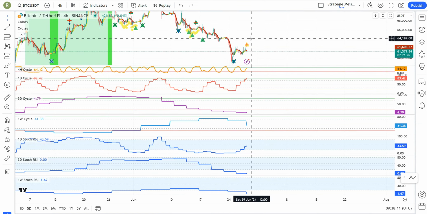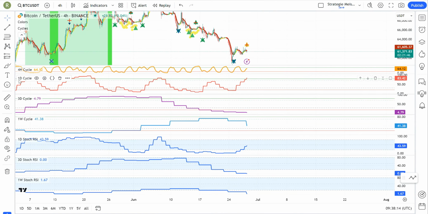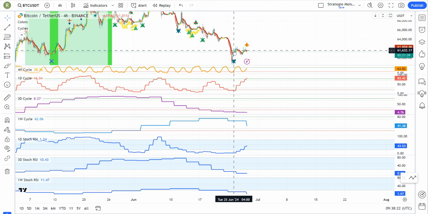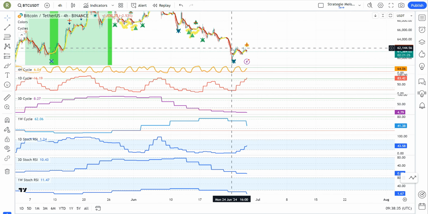Now, if we take a look at the cycle indicators, let's say the daily indicator and the daily Stoch RSI, the best thing is when those 2 indicators come into harmony. If we take a look at the 25th of June 2024, we can see that the daily Stoch RSI is showing 1.24. That's the value on the left side. And the 1-day cycle is showing us 16, which is actually perfect because both indicators are below 20. Now, Stoch RSI tends to go deeper down the rabbit hole, closer to 0 and closer to 100. So it's a very volatile indicator.